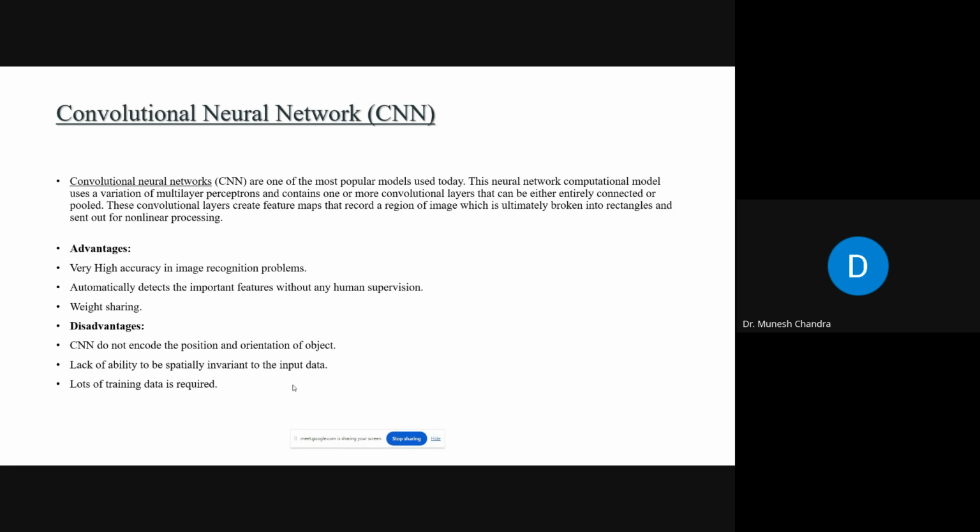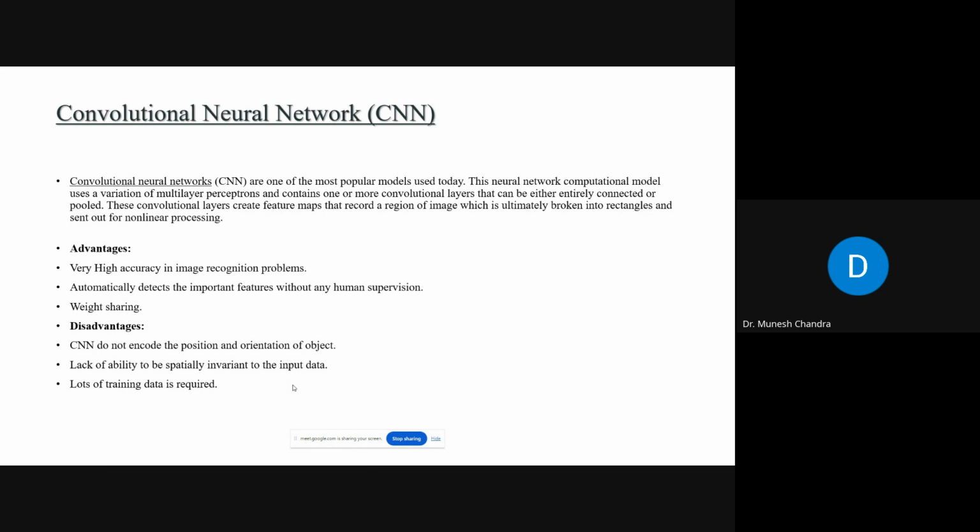If the size of data is very large and even if the data is structured or unstructured, this model works very well. Another advantage of CNN is that it automatically detects the important features without human supervision. No human intervention or supervision is required to identify any features. It also uses weight sharing. In spite of having many advantages, the CNN algorithm also has certain disadvantages.